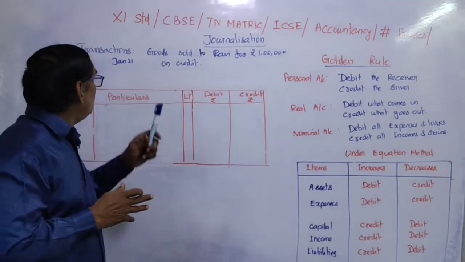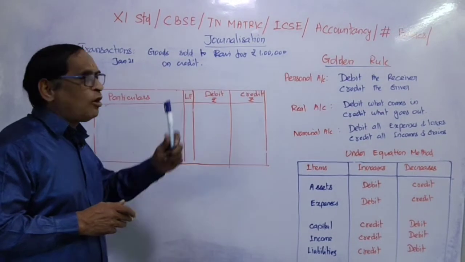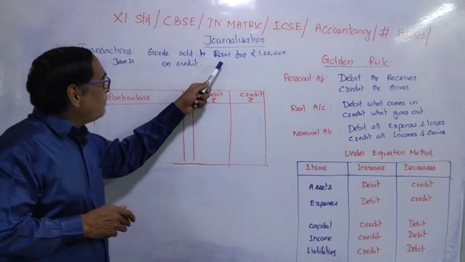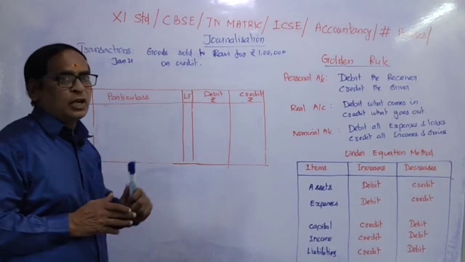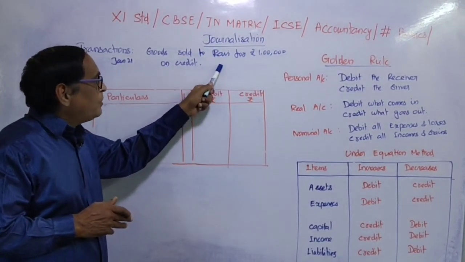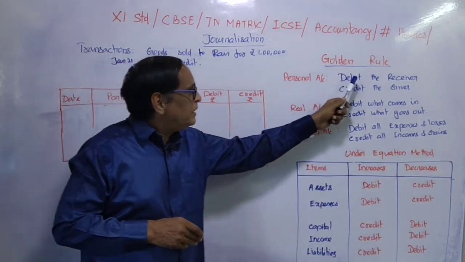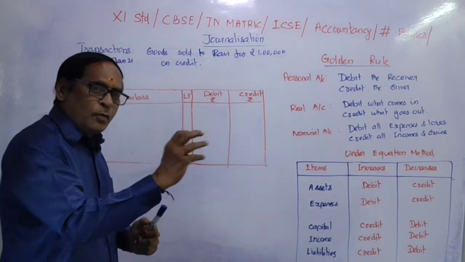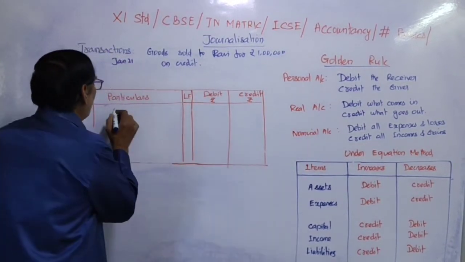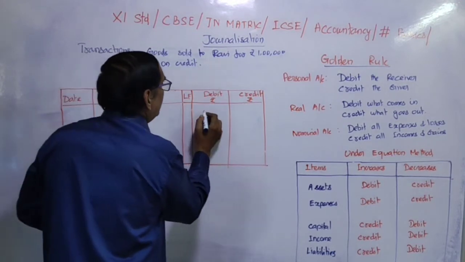Understand? And 21st. Goods sold to Ravi for 1 lakh on credit. It is a credit sale. In credit sales, it affects Ravi account and then sales account. Ravi is a personal account. It comes under personal account under the golden rule. Under personal account, debit the receiver. If we sell any commodity, Ravi is the receiver. So Ravi account should be debited, 1 lakh.